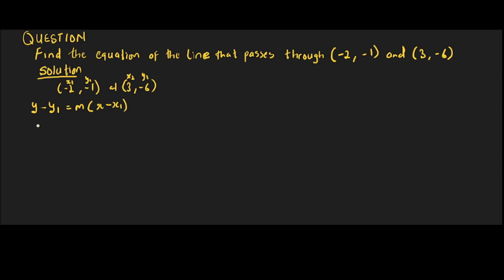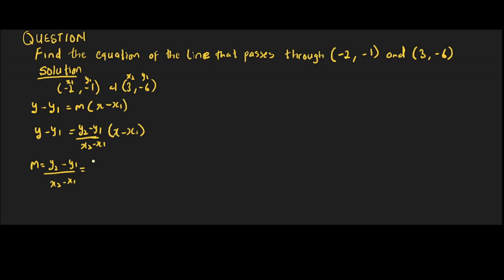Now, this formula we can also write as y minus y1 equals m, where m is the gradient, and the gradient is y2 minus y1 over x2 minus x1, bracket x minus x1. You can make use of this or this. So let's substitute in our values. Since our m is equal to y2 minus y1 all over x2 minus x1.